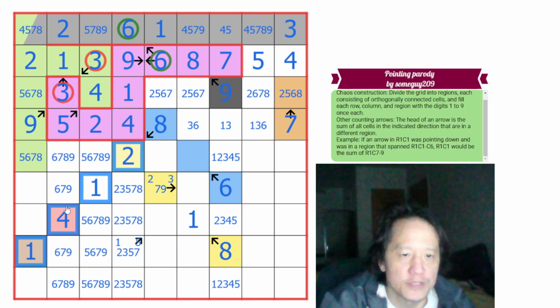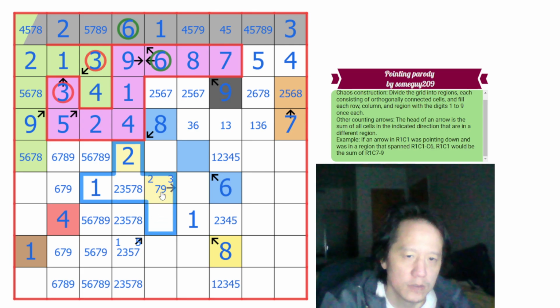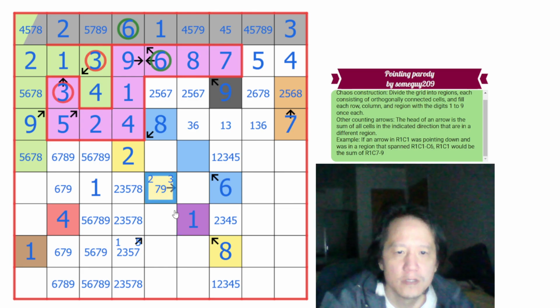We know these are all different regions from this. Therefore, this is 8. This is 6. These have to be different regions. It could be yellow here. This is not yellow. We'll make it purple, I guess. It could be blue. This could be blue. We don't know.